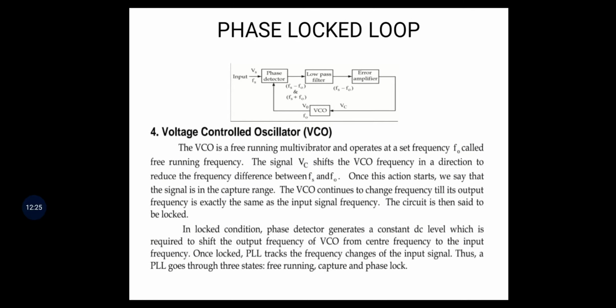So these are the different blocks of the phase locked loop. The first stage is the phase detector. The second stage is the low pass filter. The third stage is the error amplifier, and there is a feedback voltage controlled oscillator. In this way, the phase locked loop works.